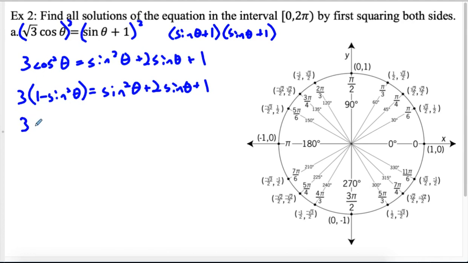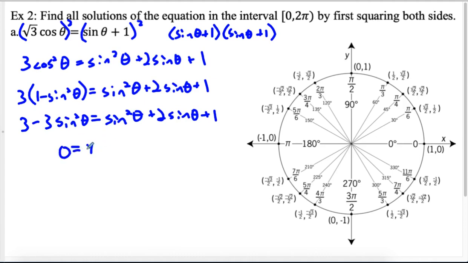Distribute the 3. We'll have 3 minus 3 sine squared of theta equals sine squared plus 2 sine of theta plus 1. So now I just want to get everything on one side equal to 0. Okay? So let's see, I can subtract the 3 over and then add 3 sine squared. So if I do that, that would be 4 sine squared of theta plus 2 sine of theta. And then if I'm subtracting the 3 over, 1 minus 3 would be negative 2.